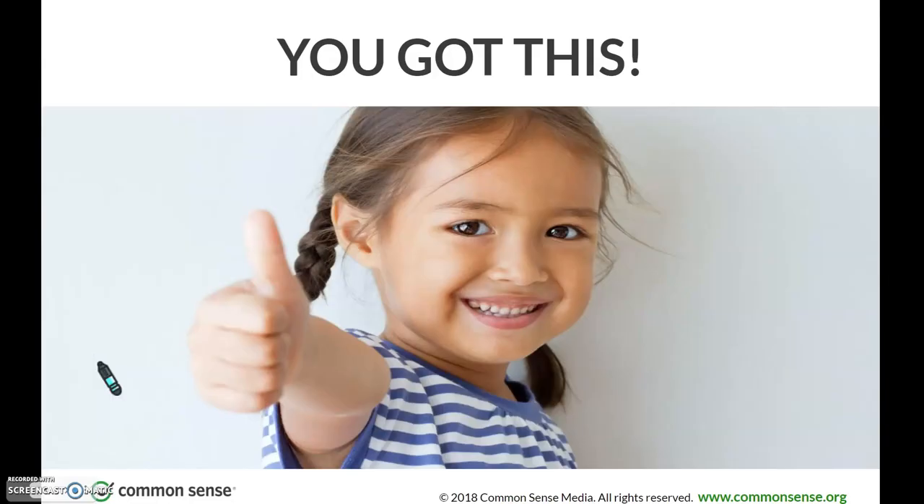And with all this information about digital citizenship and digital literacy, you'll really be able to move forward and make sure your students and your children understand digital literacy and grow up to be good digital citizens.